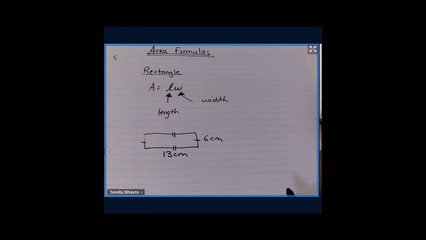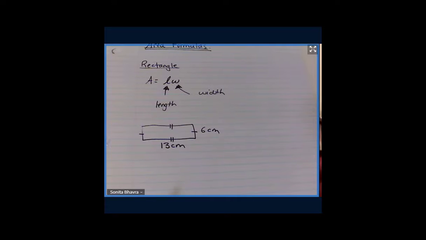Again, those dashed lines represent that this is 6 centimeters and this is also 6 centimeters, 13 centimeters here and 13 centimeters here. Now don't get mixed up with perimeter. Perimeter was the length of the outside. The area is all the area inside of this figure. So that's the difference between area and perimeter.